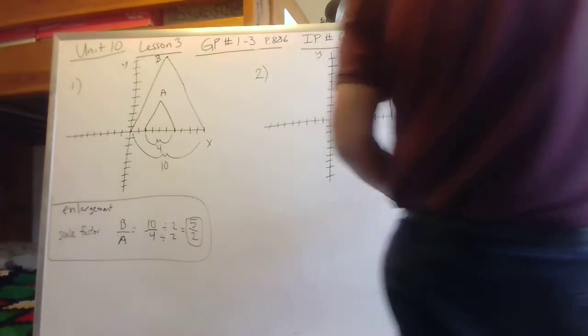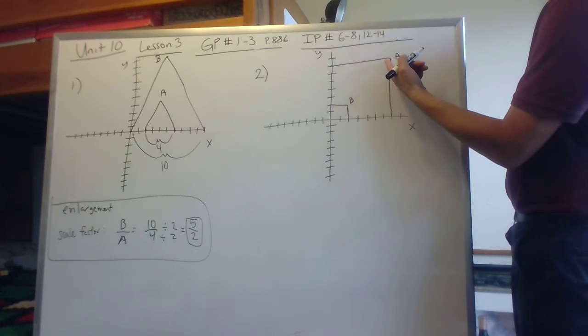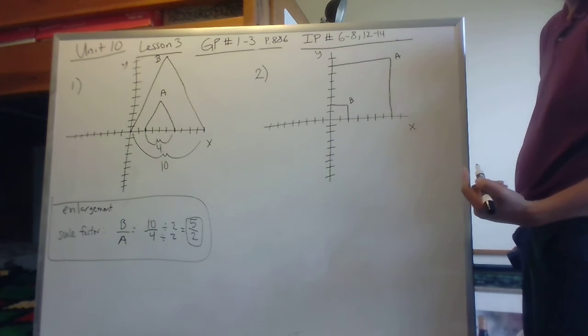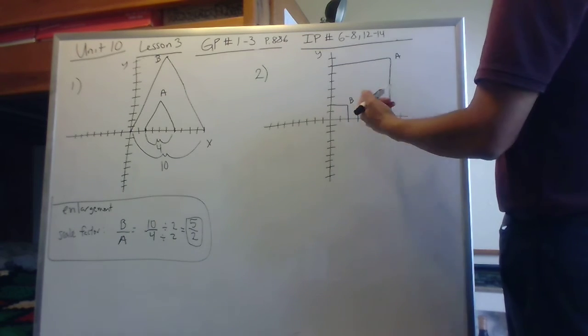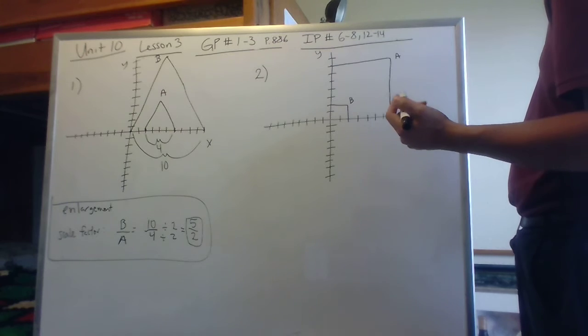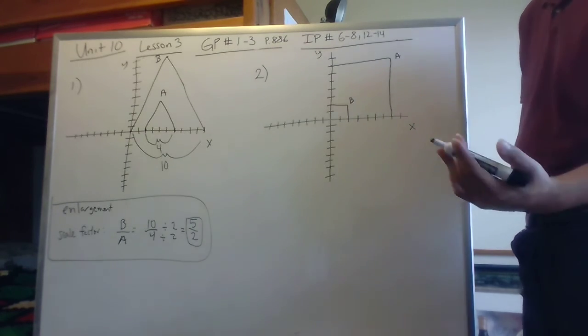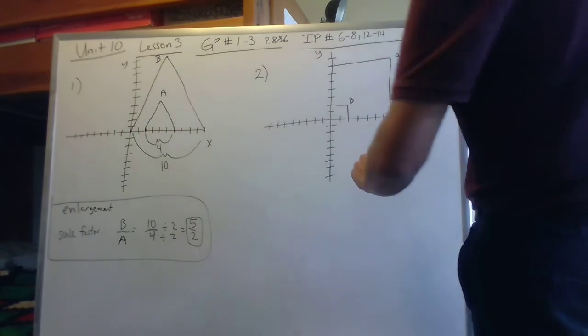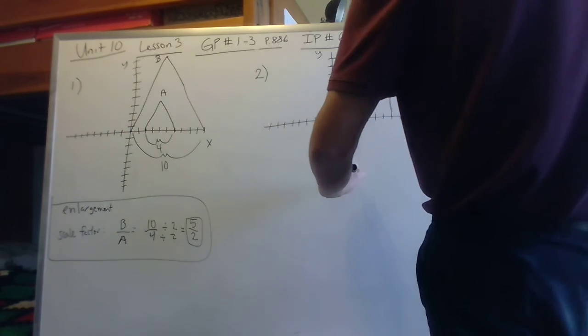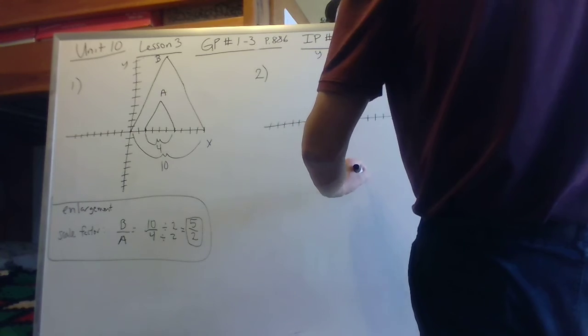Okay, now we're going to look at another problem. We're going to look at the rectangle A going to rectangle B. Well, if we look at this, A is the big rectangle and B is the smaller rectangle. So is it an enlargement or a reduction? In this case, if you take A, which is bigger than B, it's going to be known as a reduction.